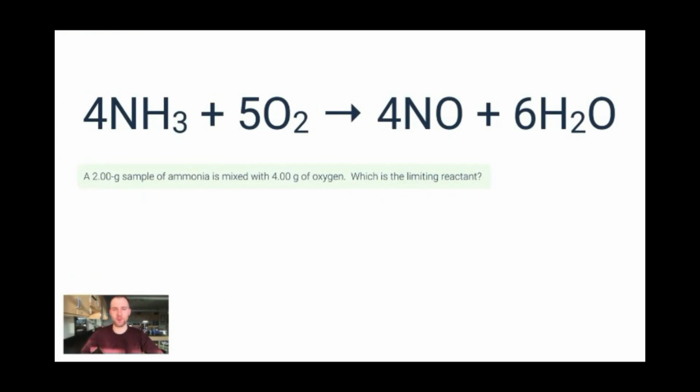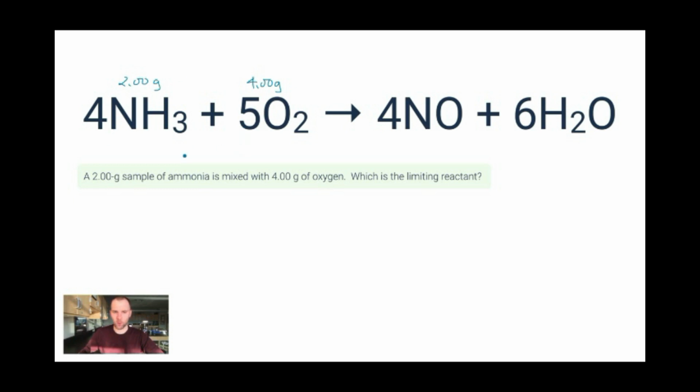This is ammonia reacting with oxygen to produce nitrogen monoxide and water. And the question says a 2-gram sample of ammonia, so 2 grams of this, is mixed with 4 grams of oxygen, so 4 grams of that. And then it asks which is the limiting reactant. So here's how you do this. Pick a reactant, and it does not matter which reactant you pick. For this example, I'm going to choose oxygen.